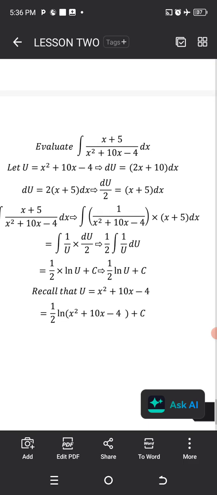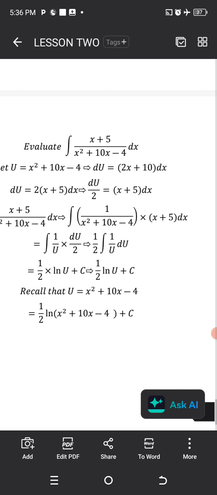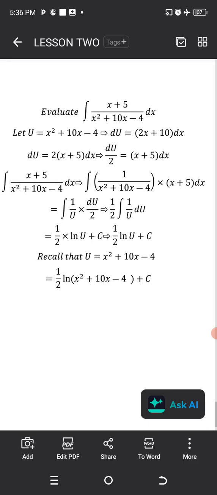Basically, whenever you have something like this, the integral is going to give you ln of that function. So that is why we have 1 over 2 multiplied by ln u plus c. Recall that u is equal to s squared plus 10s minus 4, so the final answer is 1 over 2 ln of s squared plus 10s minus 4, plus c.